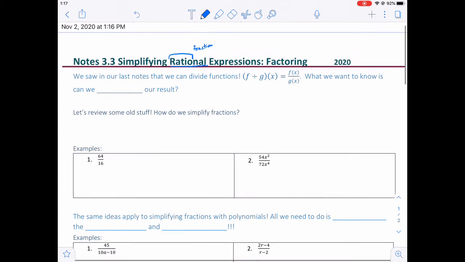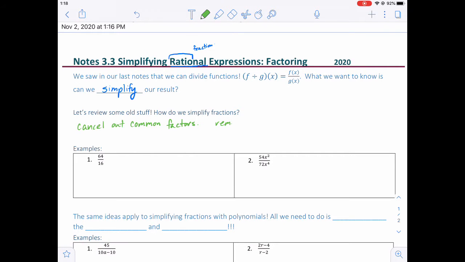We actually saw some of these in our last notes, where we had f divided by g of x, and we were dividing functions. What we want to know is, can we simplify our result? Let's review some old stuff. How do we simplify fractions in general? If we want to simplify fractions, basically what we want to do is cancel out common factors.